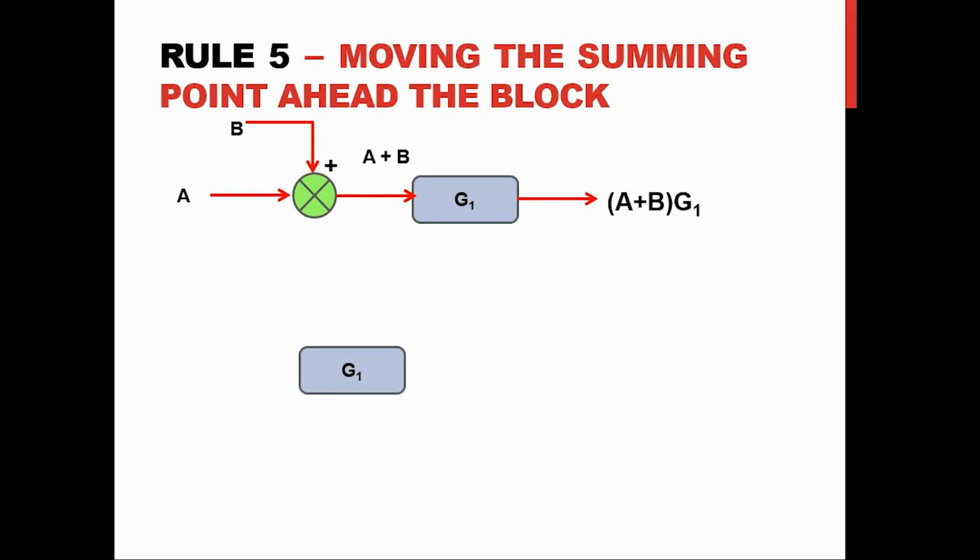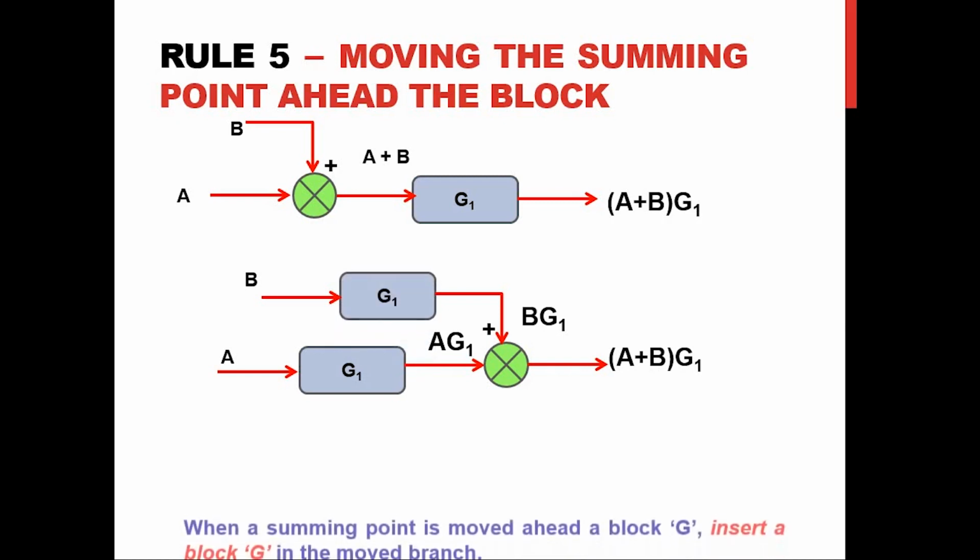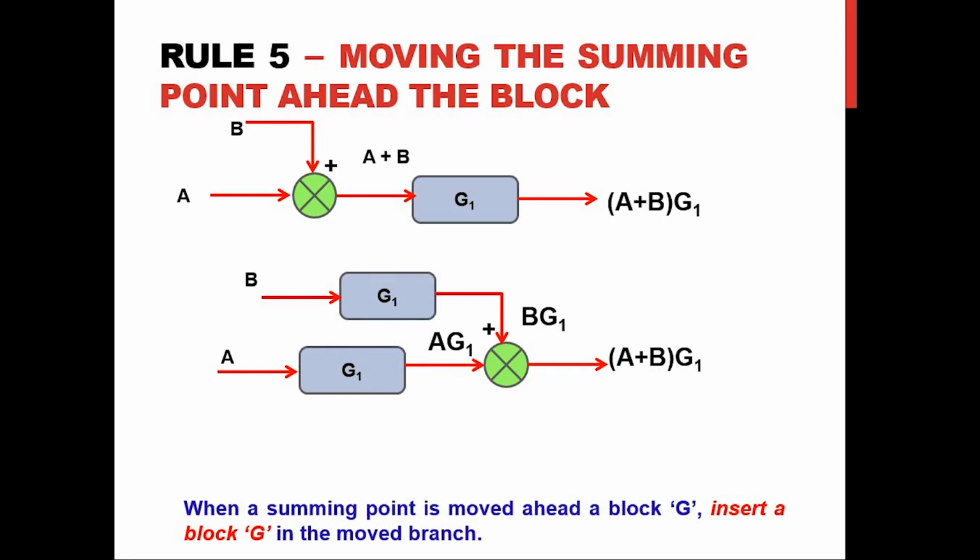Same thing, now we are going to move the summing point ahead of the block. We have a block called G1 whose input is A, and on the output side we have a summing point. We are going to add the signal called B. So what we need here is (A plus B) into G1. So we don't have BG1. So what we have to do, we want BG1, which means I should include a block named G1. So the inference from this rule 5 is: when a summing point is moved ahead of a block G, insert a block G in the moved branch.